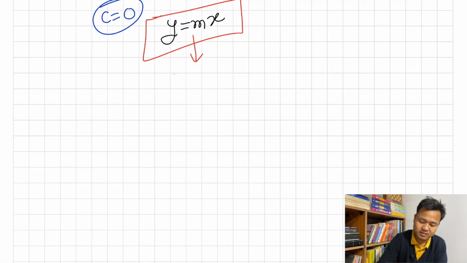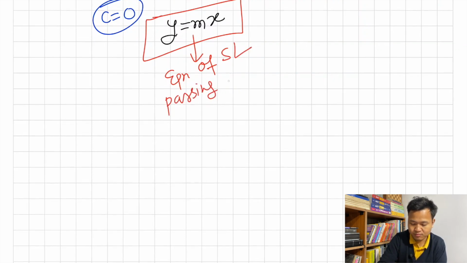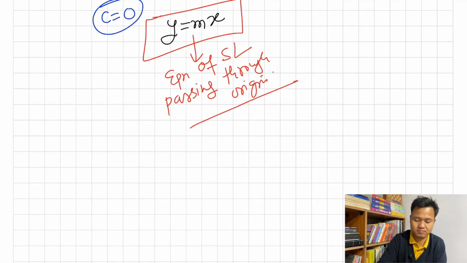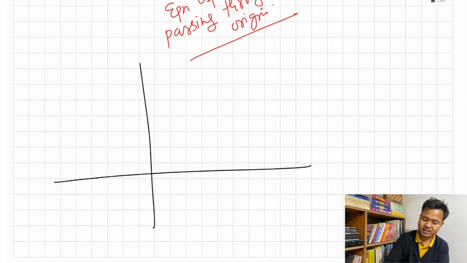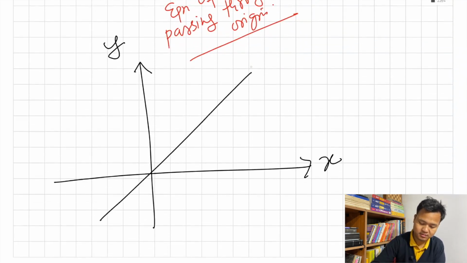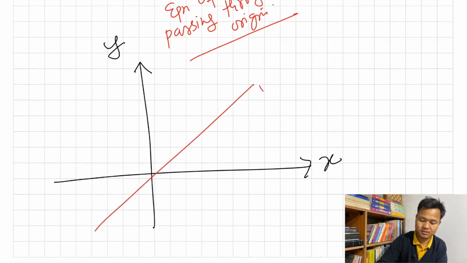So this is nothing but the equation of a straight line passing through the origin. Okay, very important. So y equals mx is the equation of a straight line passing through the origin. It does not make any intercept on the y or the x axis. Okay, no intercept. So that means the straight line will look like this. I'll use a red. So this straight line has the equation y equals mx.